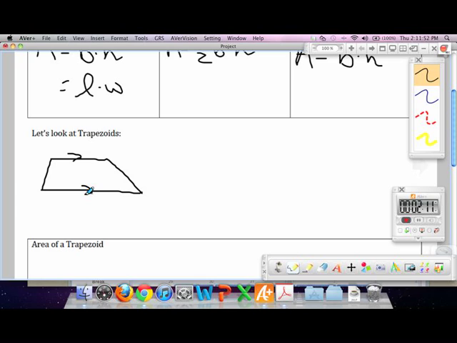42 square units. Okay, trapezoids. This is easy. Don't say that.